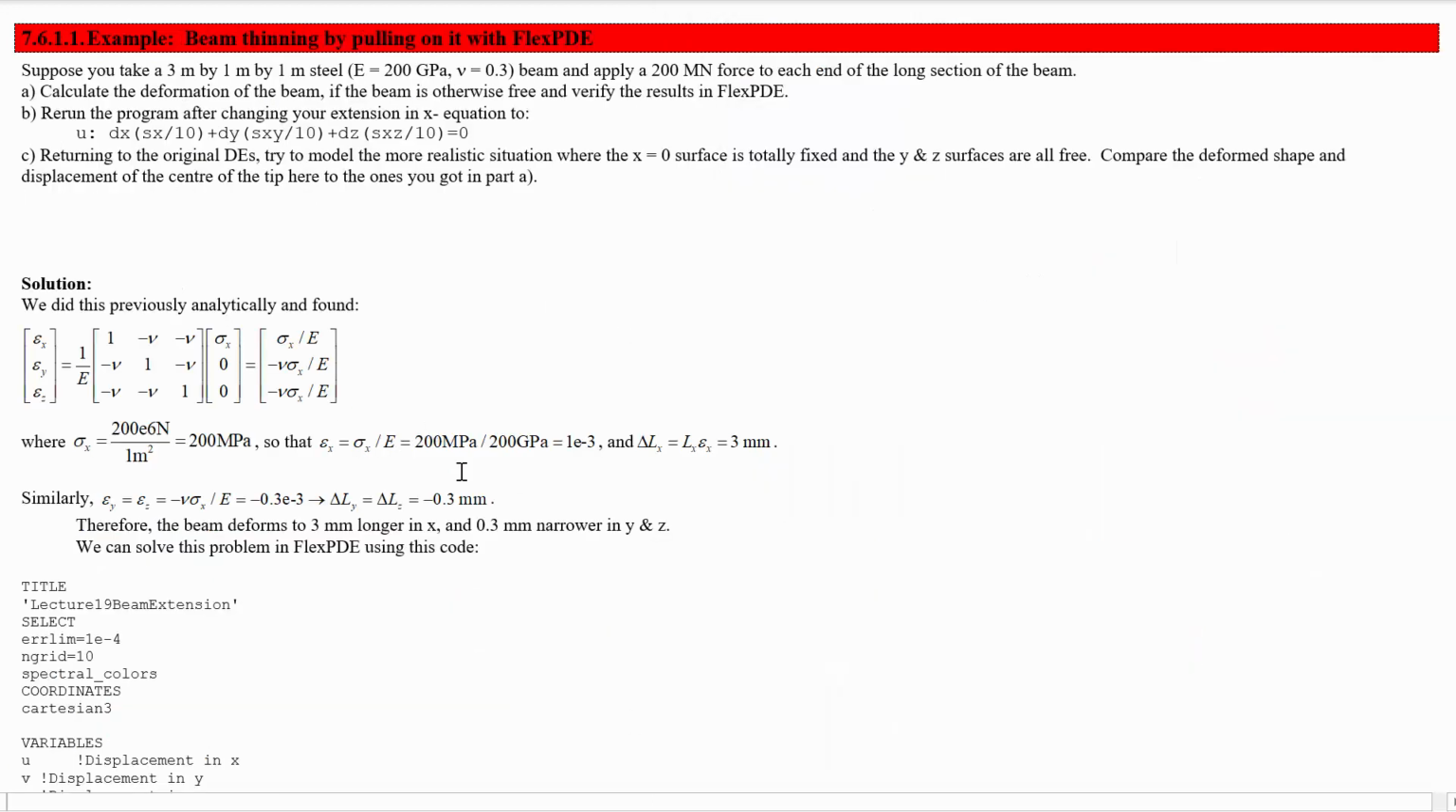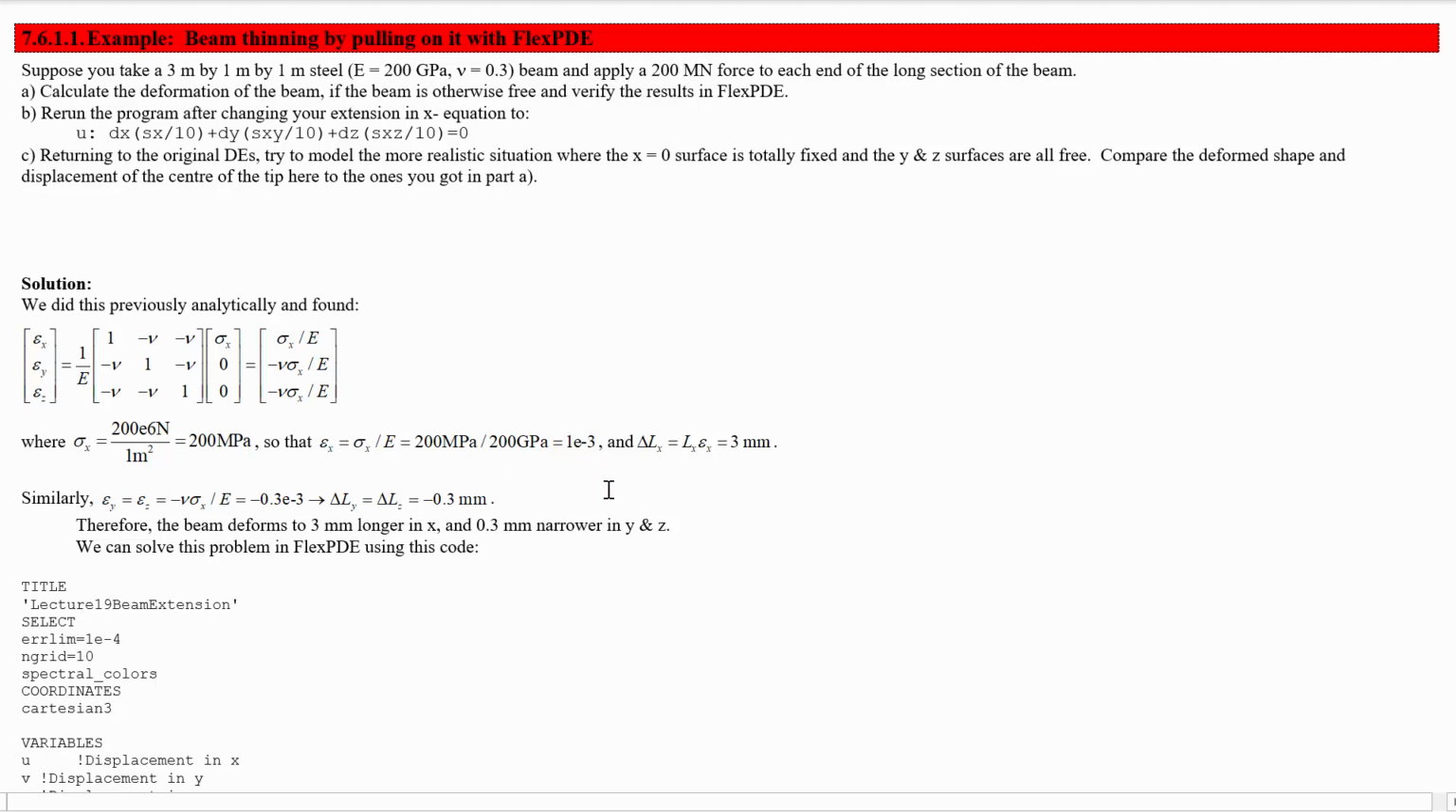So let's explore how we modify this code using an example here. This is beam thinning by pulling on it in FlexPDE. This is a situation that we've dealt with before. We have a 3 meter long by 1 meter by 1 meter steel beam, and we're going to apply a 200 meganewton force to each end of the long section of the beam, and then calculate the deformation if it's otherwise free. So with this 200 meganewton force divided by the 1 square meter, that's 200 megapascals, divided by the Young's modulus of 200 gigapascals, we should have a strain that is 1 part in 1,000.